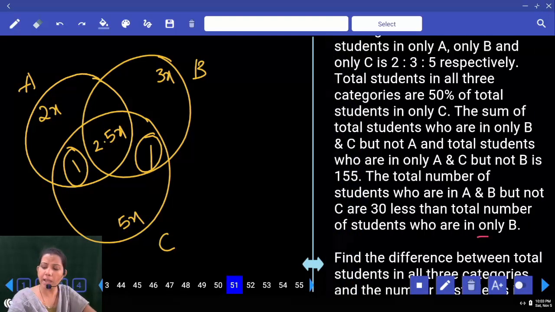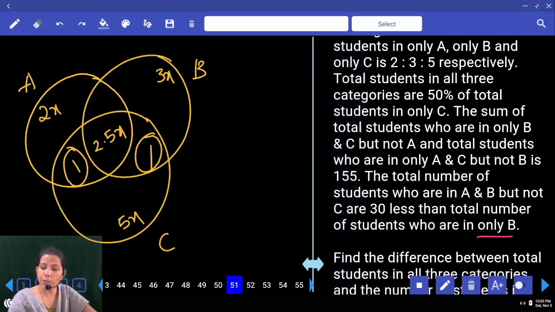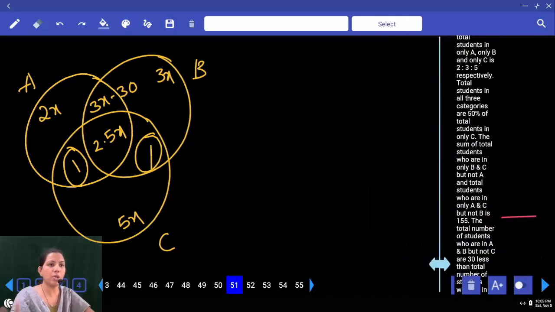What is only B value? 3x. Compared with that, how much less? 30. So it is how much? 3x minus 30. What is all the values together? 900. All the values together is equal to 900.